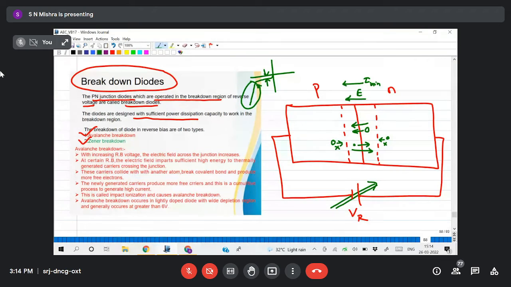N to P. So this is your minority current. Now, at the same time, we are increasing the reverse voltage. When I increase the reverse voltage, what happened? I am actually giving some type of energy here. Voltage increases, means I am giving energy.